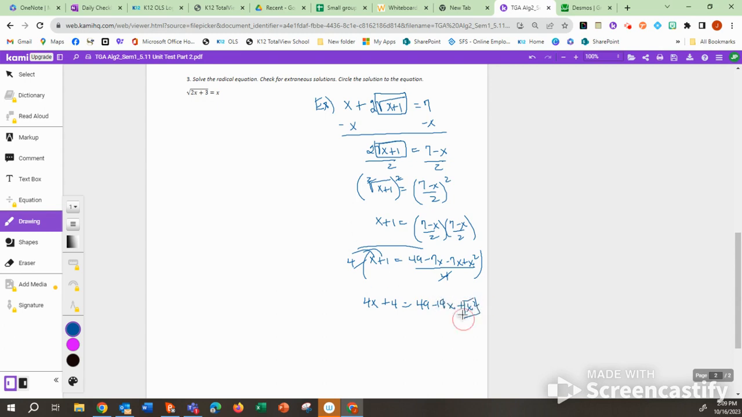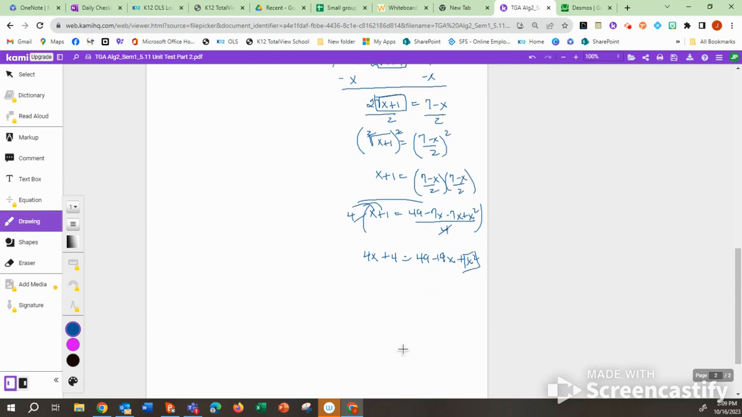My x squared is over here on the right-hand side, so I'm going to want to move everything over to the right-hand side so I can factor. So I'm going to subtract 4x and subtract 4 from both sides. That's going to leave me with 0. And then on the right-hand side, I'm going to write my x squared term first because that's considered standard form. And I think this is 14x. So that's going to leave me x squared minus 18x plus 45.